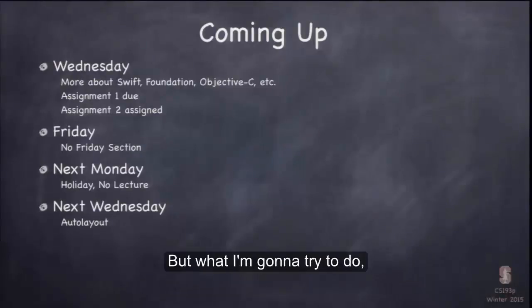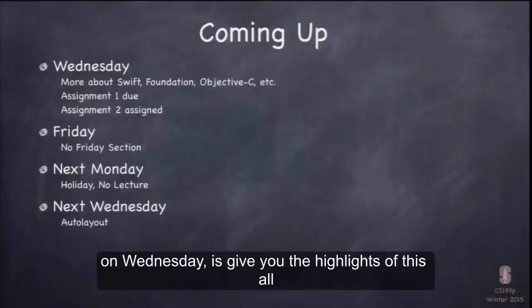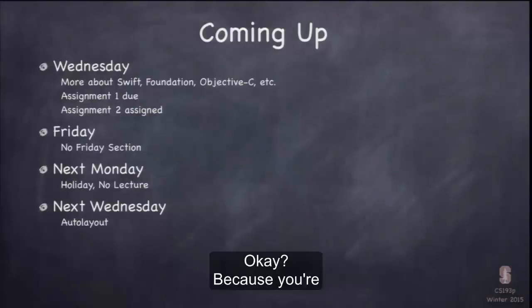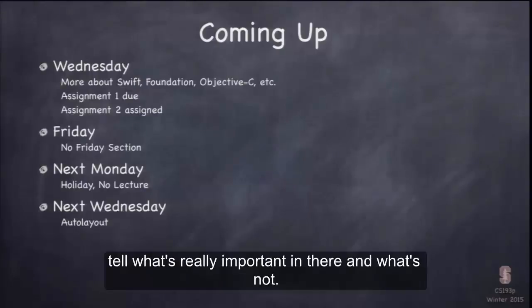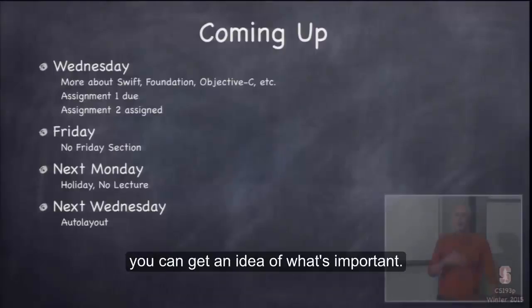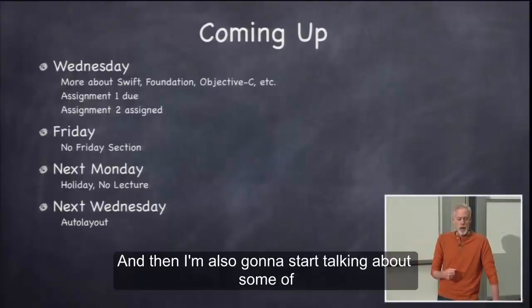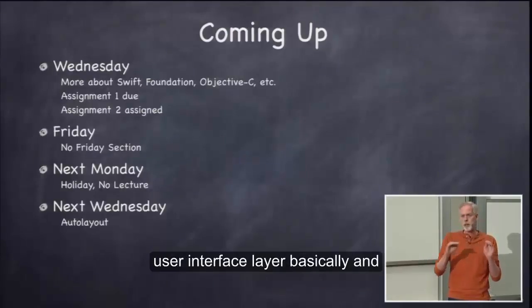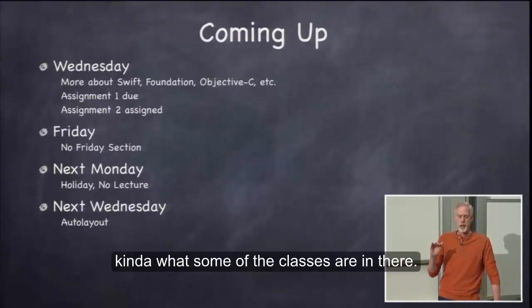But what I'm going to try to do on Wednesday is give you the highlights of all this reading that you're doing, okay? Because you're reading a lot of stuff, and it's sometimes hard to tell what's really important in there and what's not. So I'm going to give you the highlights, so you can get an idea of what's important. And then I'm also going to start talking about some of the foundation layer API in iOS. That's the non-user interface layer, basically, and kind of what some of the classes are in there.